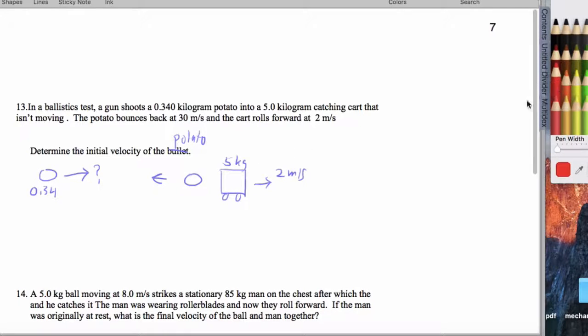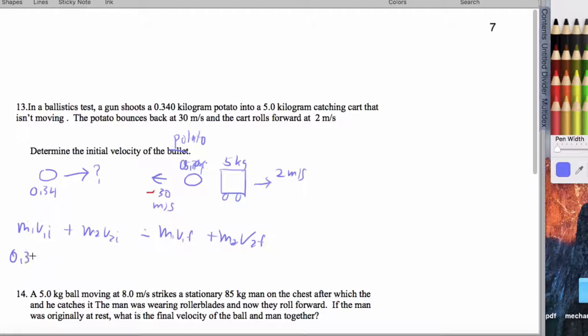And I'm going to be careful. You got to do this too. Negative 30. Please be careful with that because it's going backwards. I've said that quite a bit. And this is, again, 0.34. So now we set this up. M1 V1 initial plus M2 V2 initial equals M1 V1 final plus M2 V2 final.